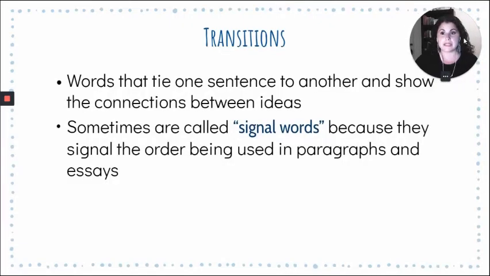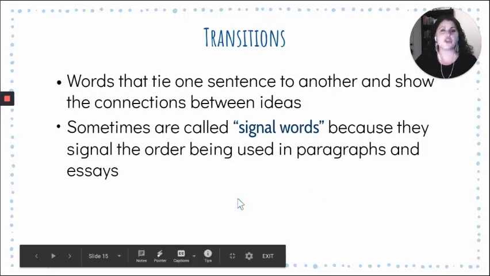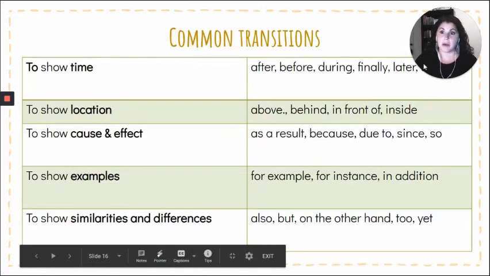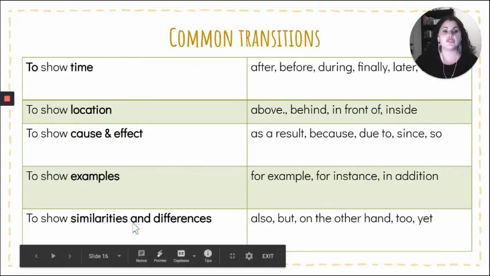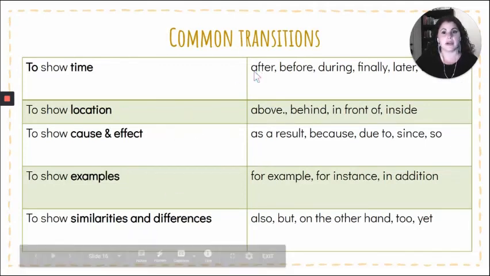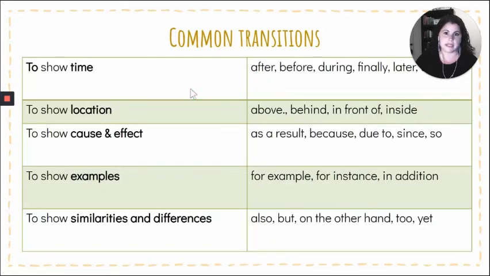Now, transitions, as I mentioned, are words that tie one sentence to another and show connections between ideas. Sometimes they're called signal words because they signal the order that is being used in the different paragraphs and essays. Here we have some other common transitions. I know, a lot of tables in this presentation. We have transitions for time, location, cause and effect, examples, and to show similarities and differences. These are obviously not all the transitions that exist, but they're the most common and popular ones.